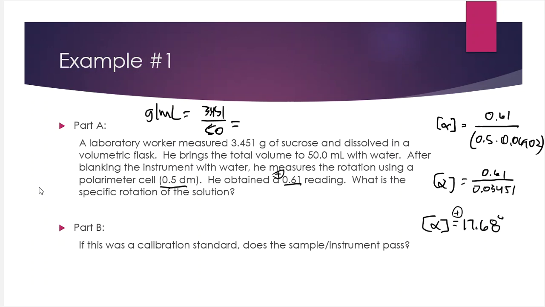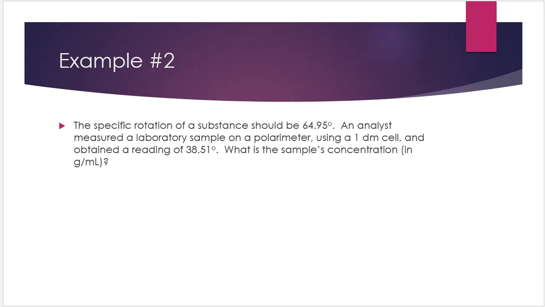But while we're on a roll, we might as well do another example. So here we go. Example number 2, specific rotation of a substance should be 64.95. An analyst measures a lab sample on a polarimeter using a 1 decimeter cell, and he obtained a reading of 38.51. What is the sample's concentration in grams per milliliter? Okay, not a big deal.